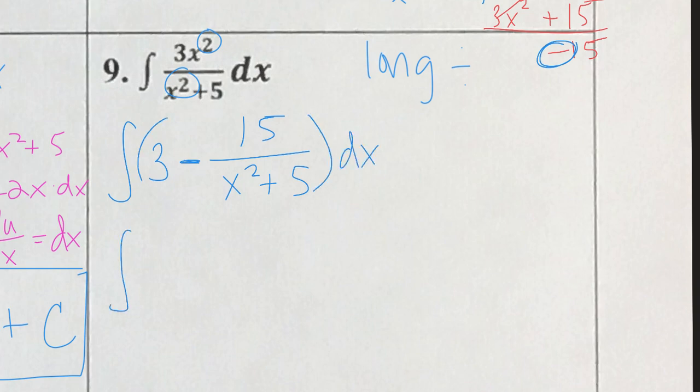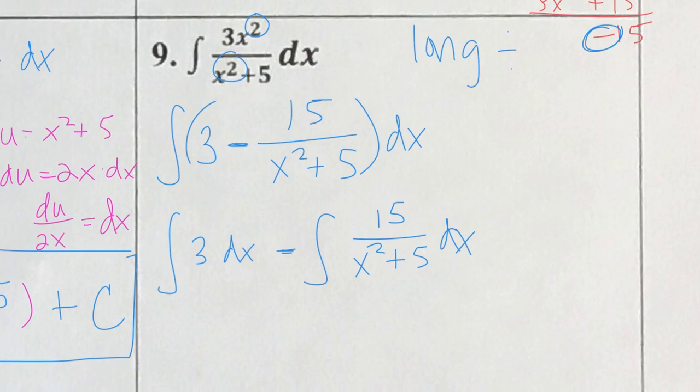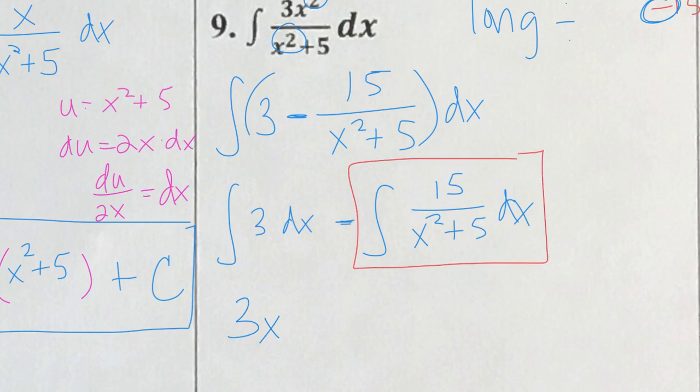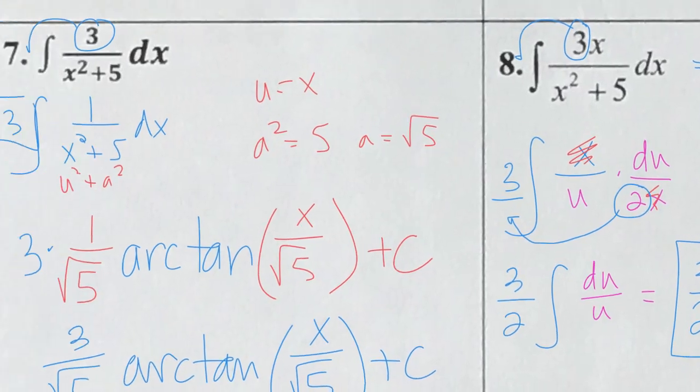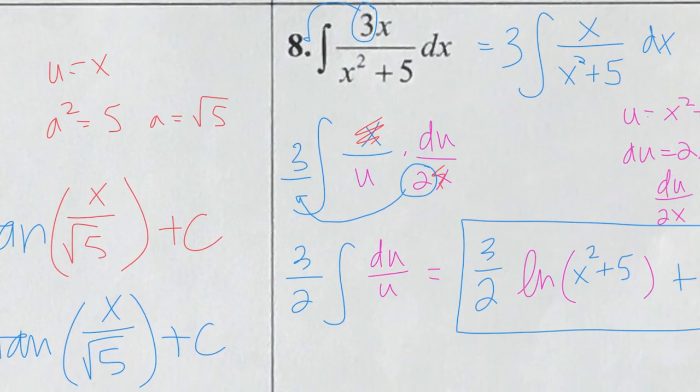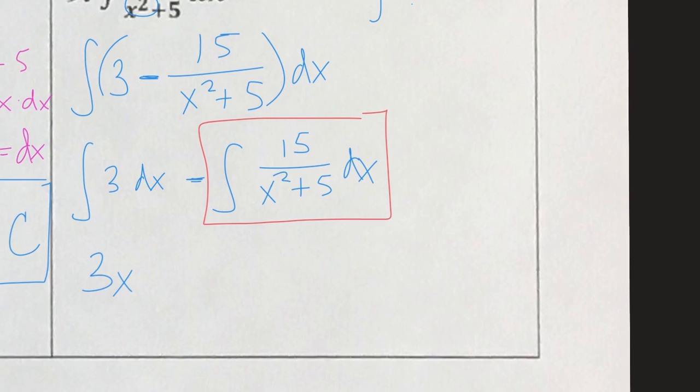Okay, so now I'm going to separate this into 2 integrals, the integral of 3 and, once again, 15 over x squared plus 5 dx. The first one is just a constant, so that will antiderive to 3x. And the second one here is the same as number 7 from a minute ago, a number over x squared plus 5.